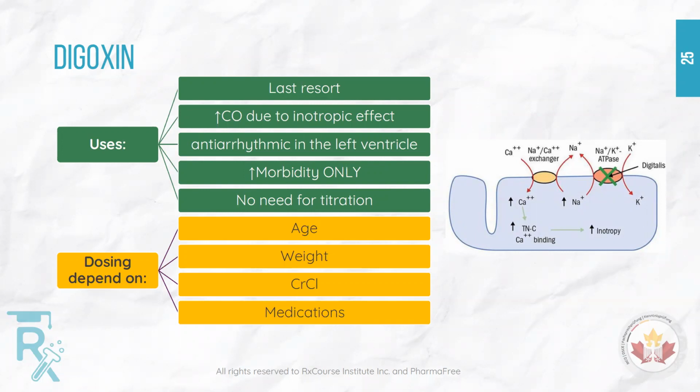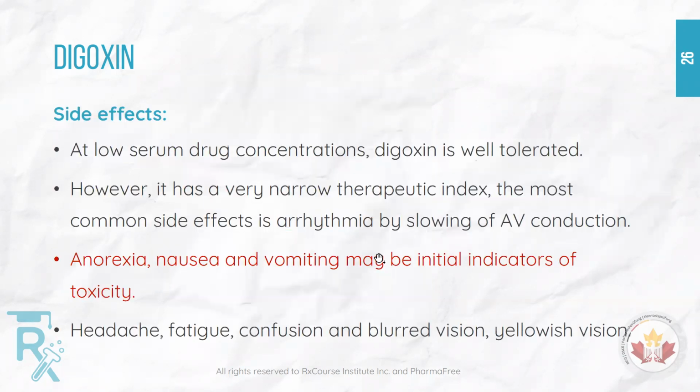Okay, so it decreases the hospitalization, but it has no benefit in mortality. And for digoxin, no need for titration. The dose of digoxin depends on the age, the weight, the creatinine clearance, the medication, and the potassium level in the body. So it's a medication that causes a lot of headache to the clinician. This is why they avoid it. We need to consider a lot of things before adding digoxin.